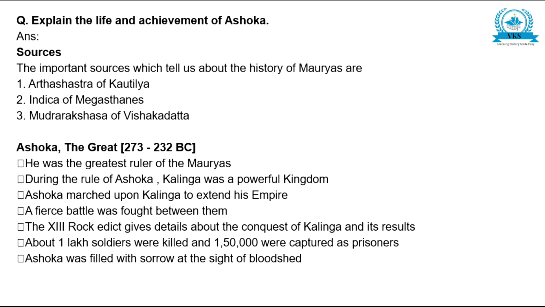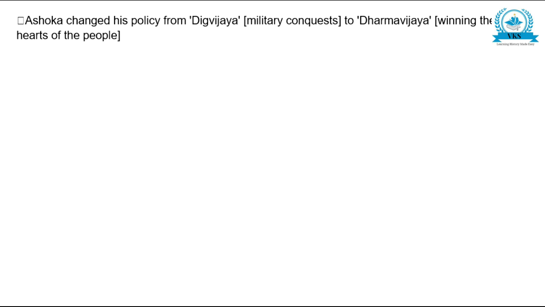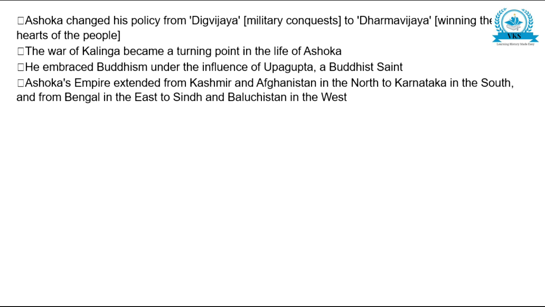Ashoka was filled with sorrow at the sight of bloodshed. He decided not to wage war in the future, and this became his last war. Ashoka changed his policy from Digvijaya, military conquest, to Dharma Vijaya, winning the heart of the people. The war of Kalinga became a turning point in his life. He embraced Buddhism under the influence of Upagupta, a Buddhist saint. His empire extended from Kashmir and Afghanistan in the north to Karnataka in the south, from Bengal in the east to Sindh and Baluchistan in the west. So these were the points regarding Ashoka.